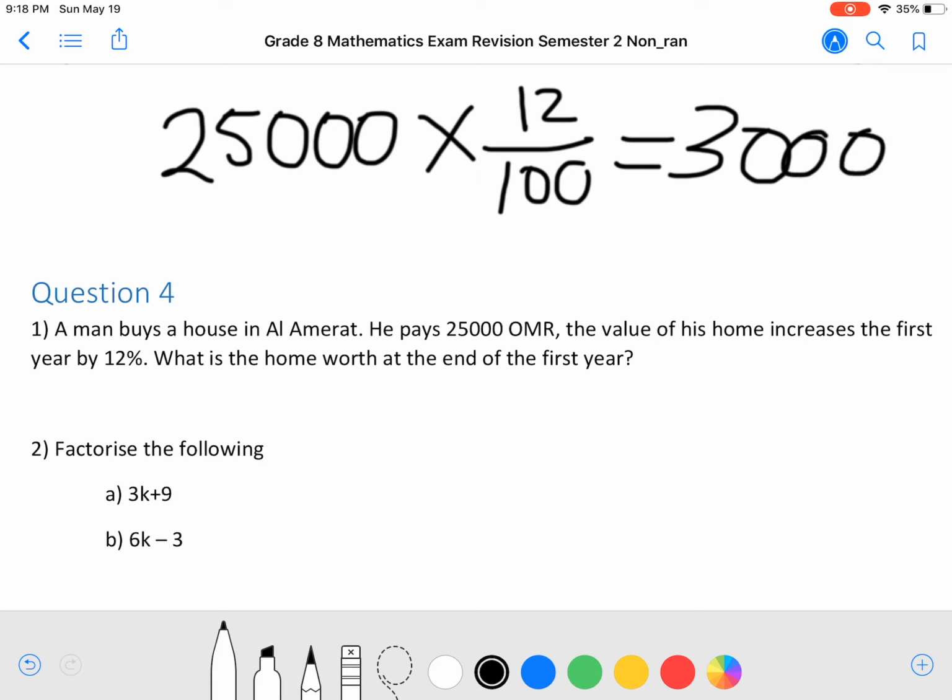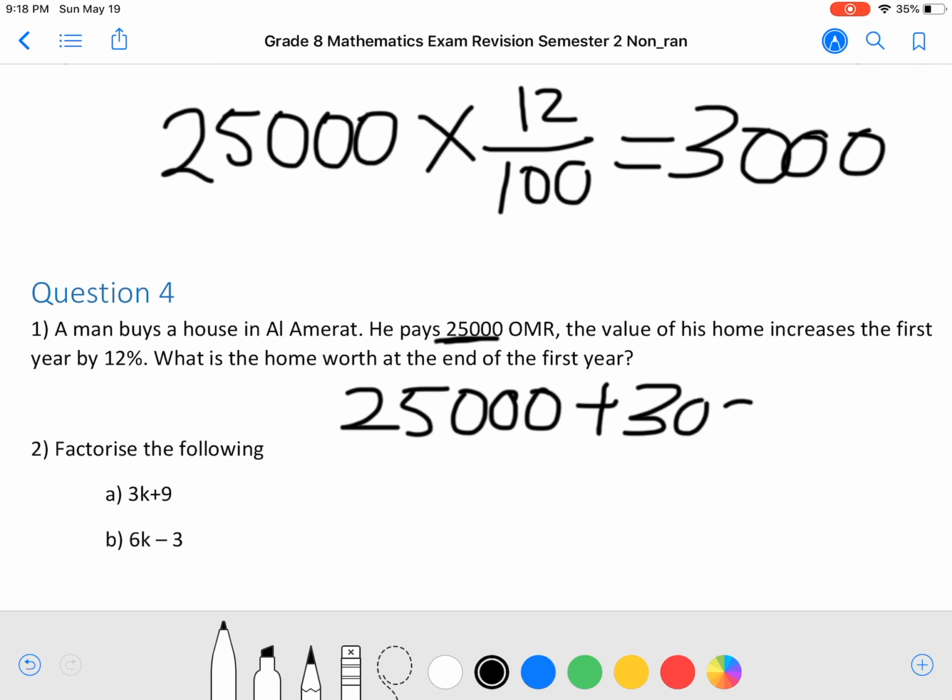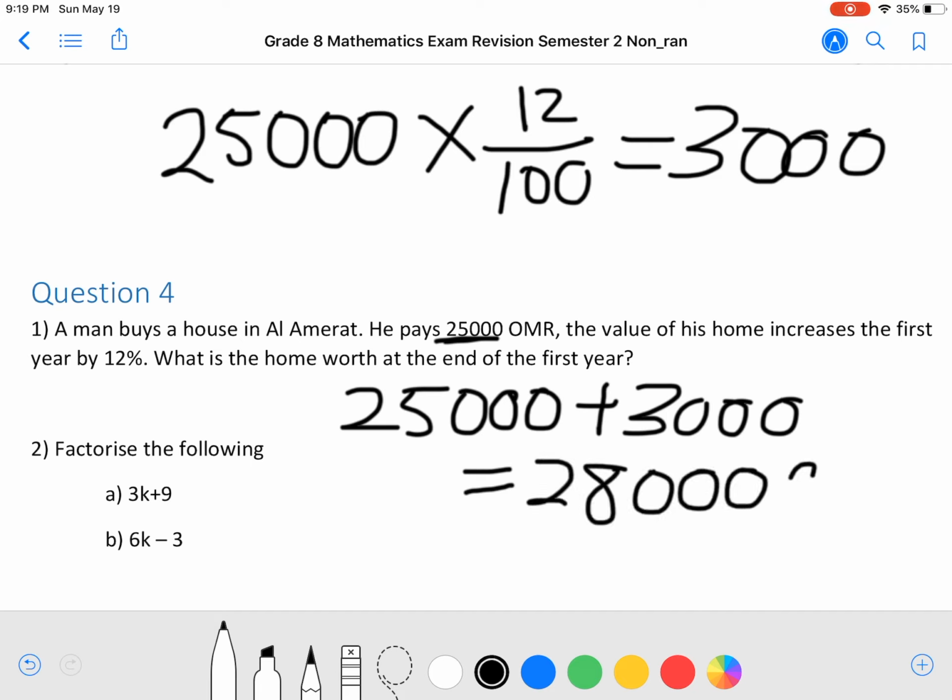Okay, the question is, what is the home worth at the end of the first year? So the value initially was 25,000, and now we add the 3,000 interest that it gained, and the total value after the first year is 28,000 Omani Riyal. Okay, right. Now, next question.